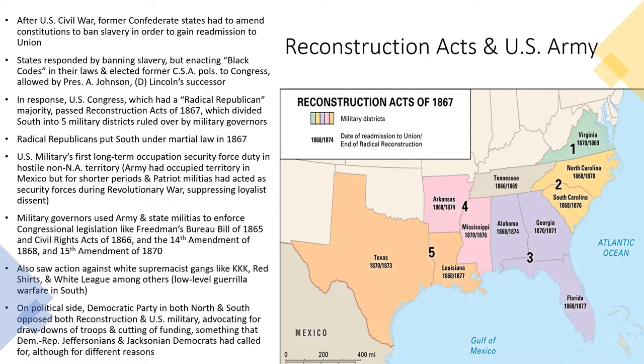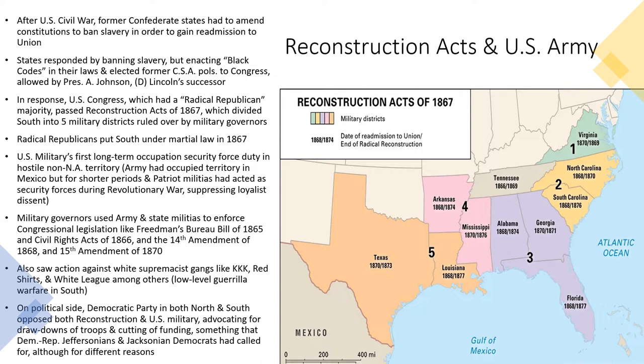The U.S. military also saw action against white supremacist gangs, groups like the KKK, the Red Shirts, and the White League, among others. Basically, there was low-level guerrilla warfare in the South from the end of the Civil War, really, until 1877.